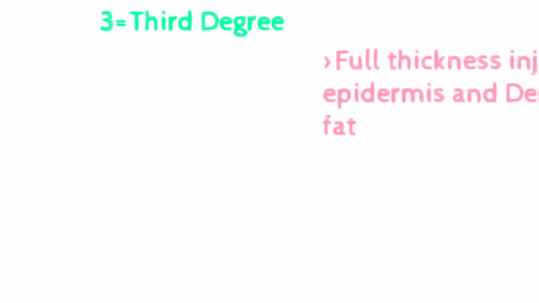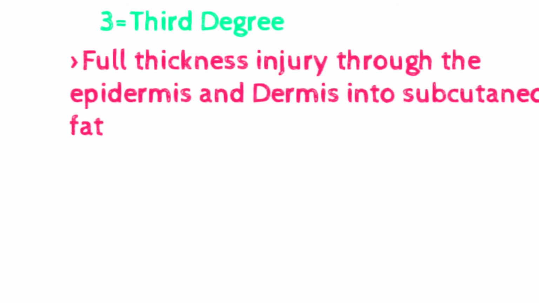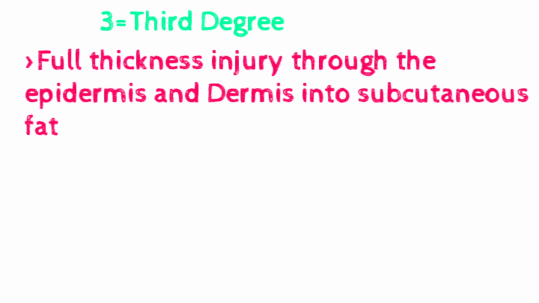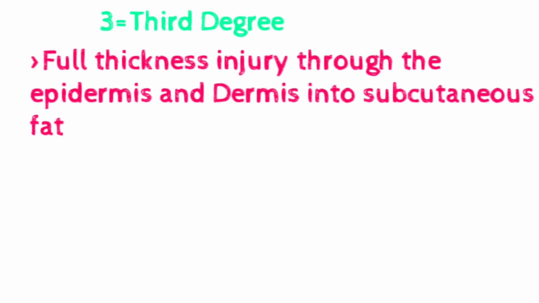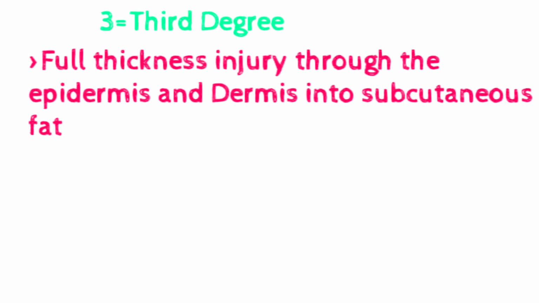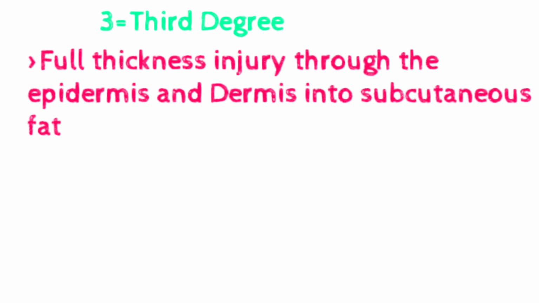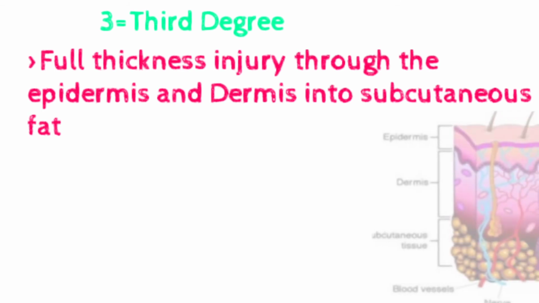Now come to the third degree burn. Simply we remember, if epidermis is involved, 1 layer involved, first degree. If 2 layers involved, epidermis and dermis, second degree. If epidermis, dermis plus subcutaneous tissue is involved, third degree. It means full thickness injury through the epidermis and dermis into subcutaneous tissue.